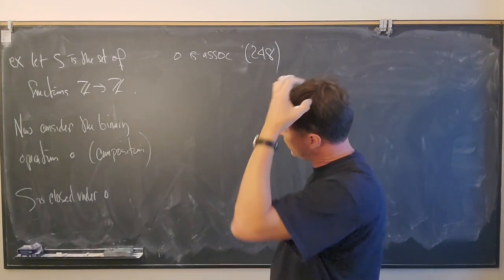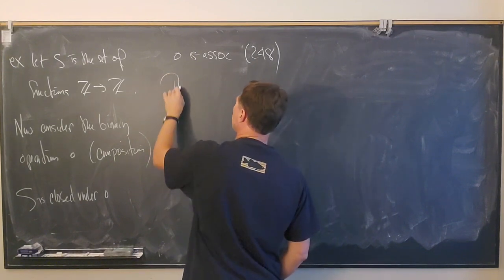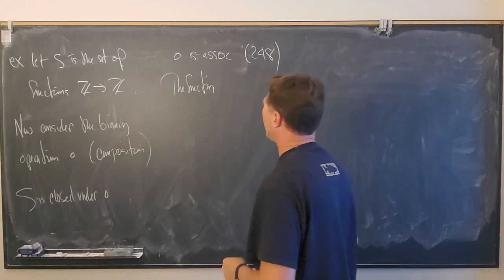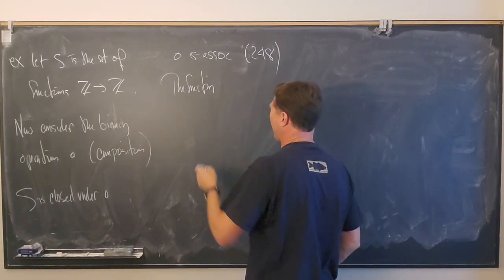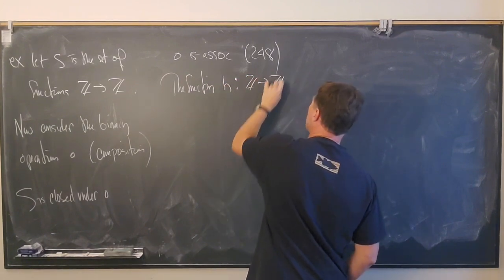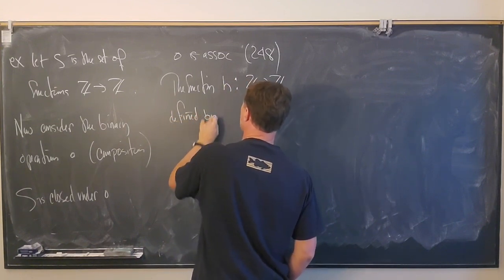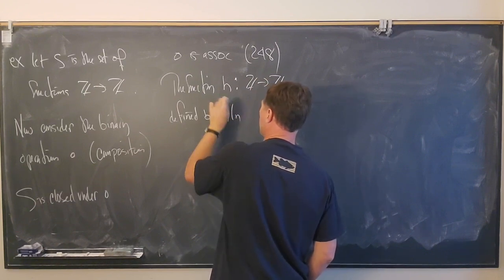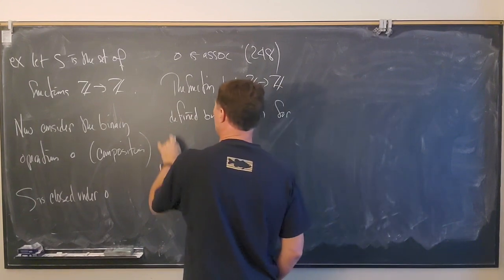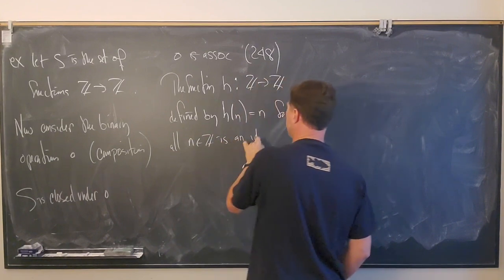What's next? So now we need an identity. Who would be a good identity? I used E before, so let's just use something else. How about H? H from Z to Z, defined by H of n equal to n for all n in Z, is an identity. Maybe H is not the greatest choice.